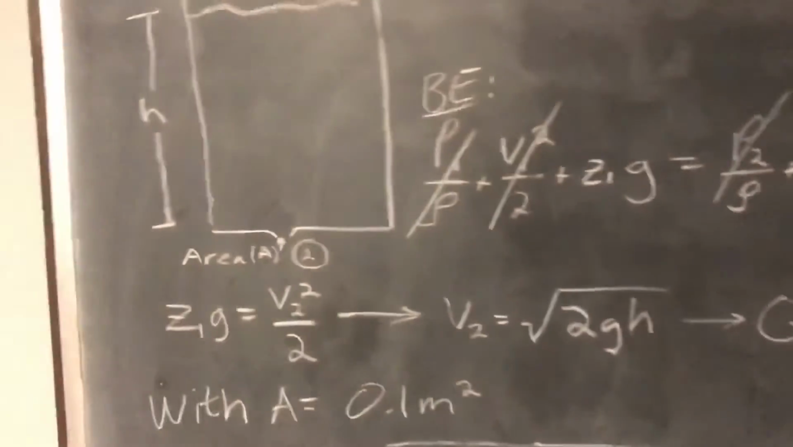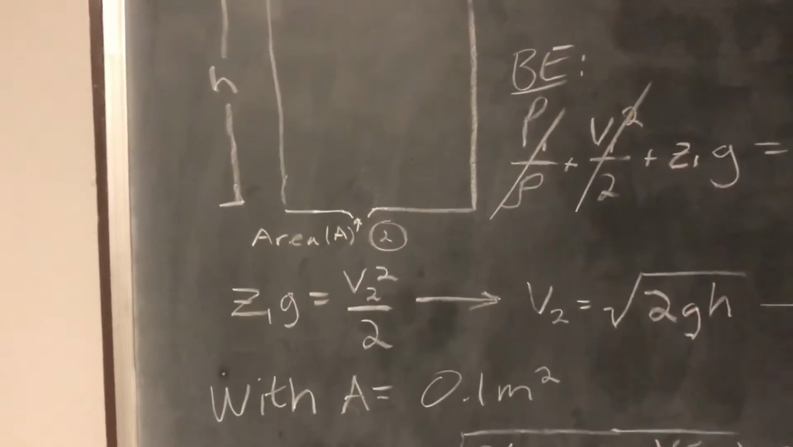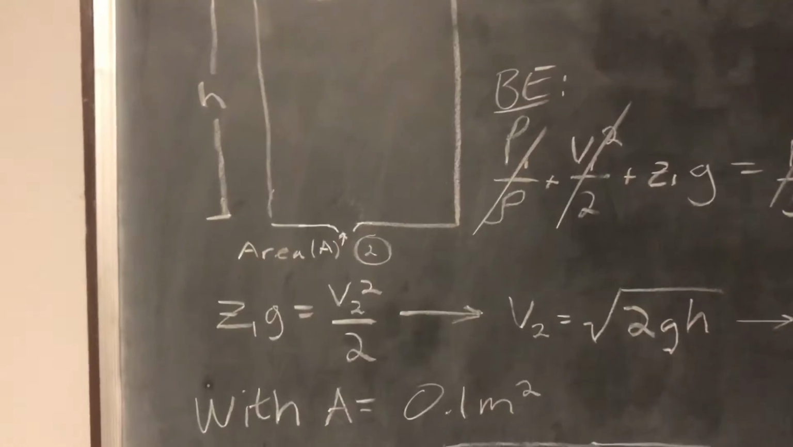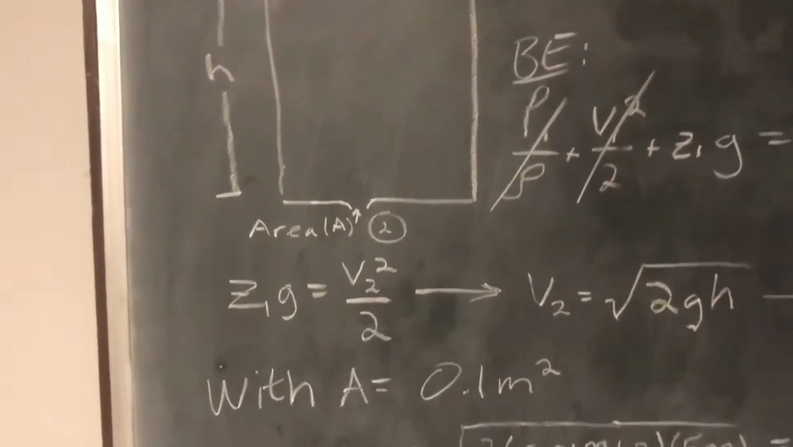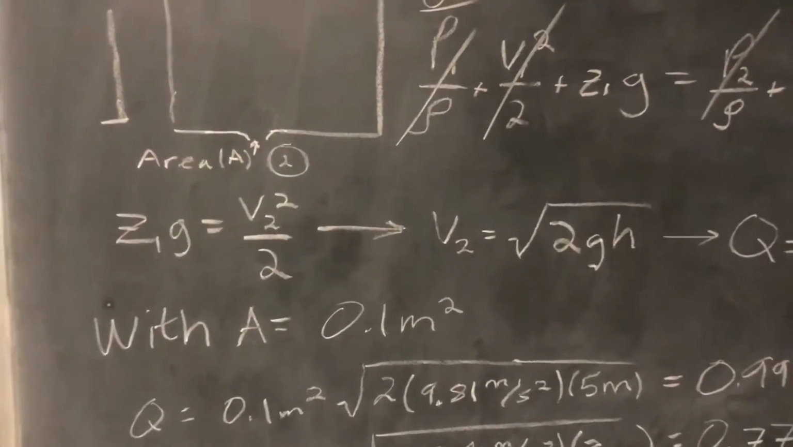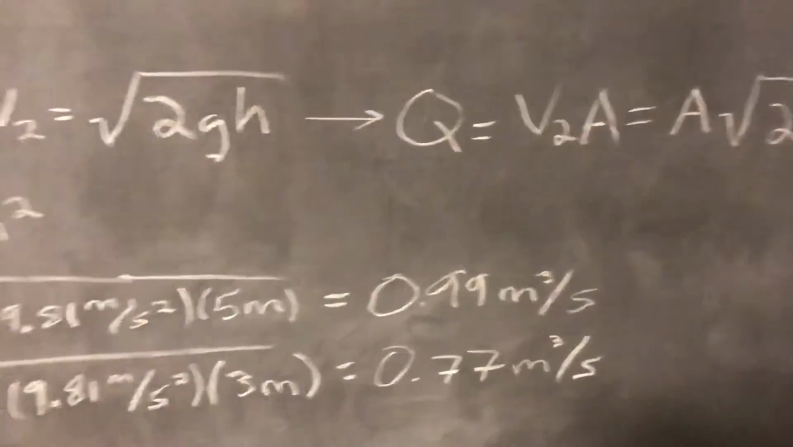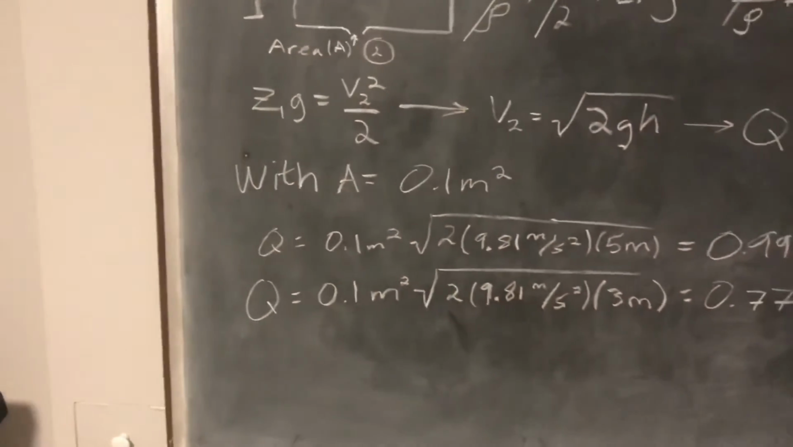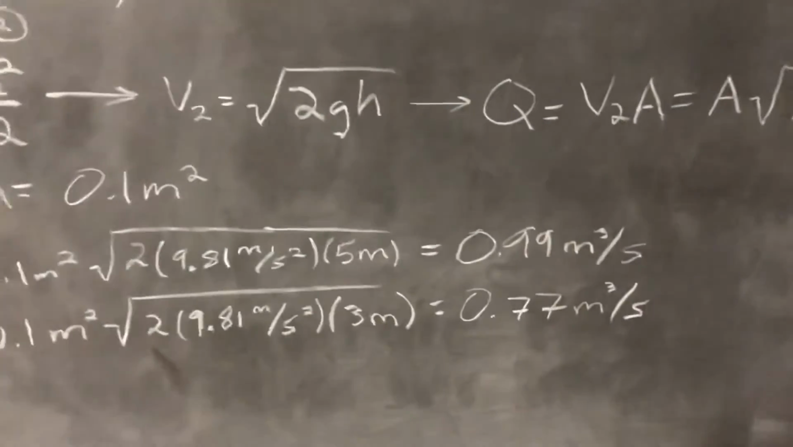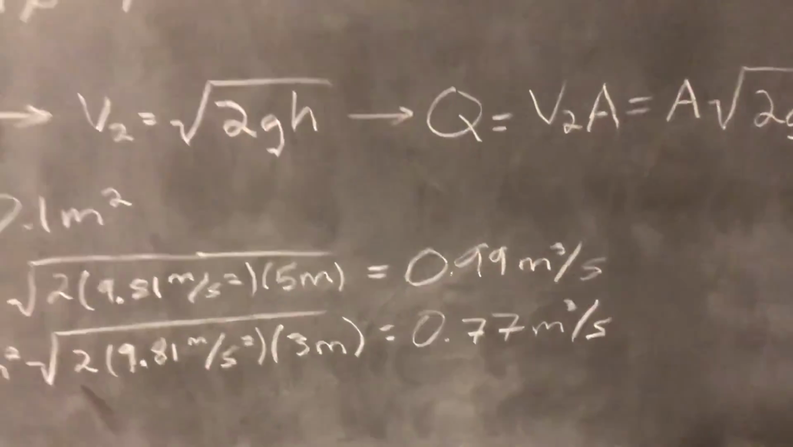So then we keep our area the same, and we can use a few different heights to show that the flow rate is actually decreasing as the height decreases. With a height of 5 meters, you get that the volumetric flow rate is 0.99 meters cubed per second. And then with a height of 3 meters, we see that the flow rate is 0.77 meters cubed per second.